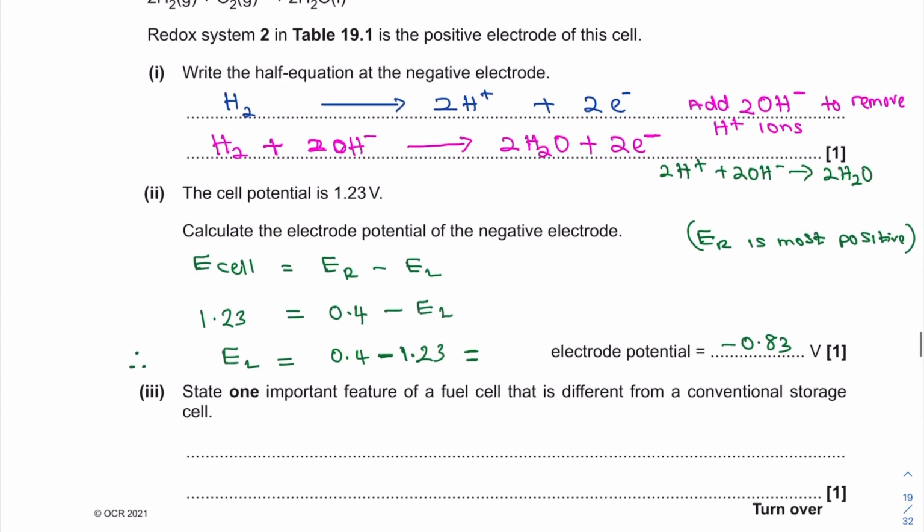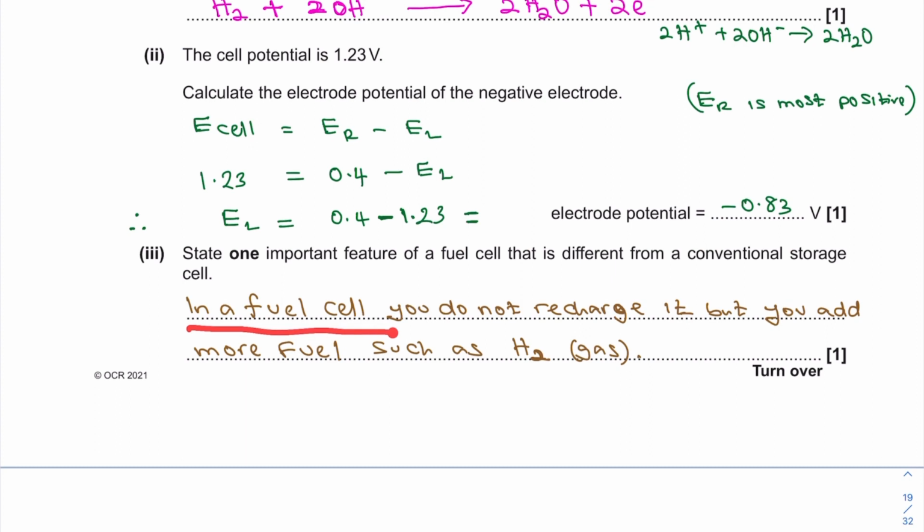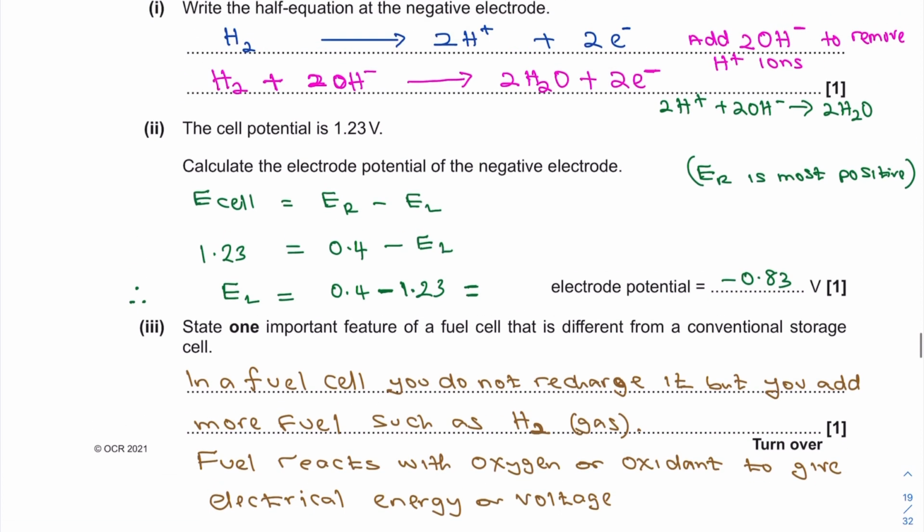For part 3, we need to state one important feature of a fuel cell that is different from a conventional storage cell. In a fuel cell, you do not recharge, but you add more fuel, such as hydrogen gas. The fuel, the hydrogen gas, reacts with oxygen, the oxidant, to give electrical energy or voltage. This is the flow of electrons we're talking about here. It's the flow of electrons that gives electrical energy or the voltage, because the voltage is supplying the energy to the electrons.